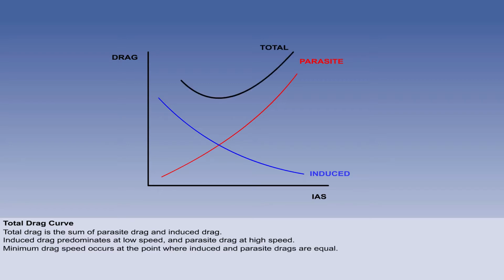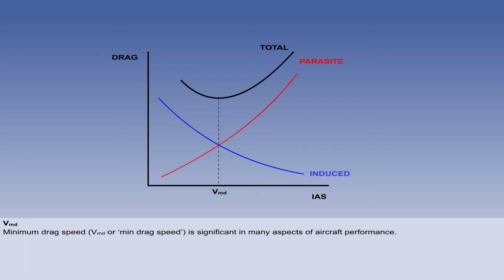If the two sets of values are combined, we get a curve for total drag, a shape with which you will become very familiar. Because of the way that the two component types of drag vary with speed, the speed at which total drag is at its minimum occurs where the induced and parasite drags are equal. This minimum drag speed, usually referred to as min drag speed or VMD, is an important reference for many aspects of aircraft performance. Range, endurance, glide, maneuver, landing and takeoff performance are all based on some relationship involving the aeroplane total drag curve.